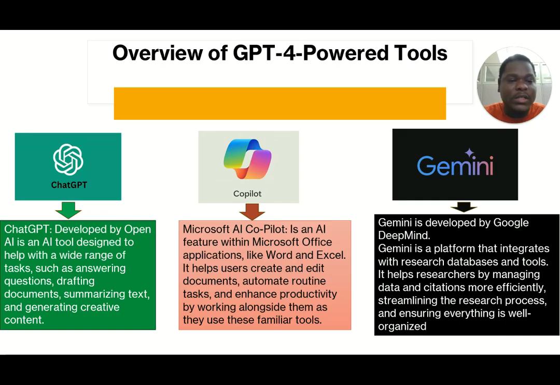If you use the Microsoft 365 suite, it's automatically integrated into that, and it automates and enhances productivity by working alongside the apps that are developed by Microsoft. And Google Gemini is developed by Google DeepMind. It's a platform that integrates with research databases and tools. It helps researchers by managing data and citations more efficiently, streamlining the research process and ensuring everything is well organized.